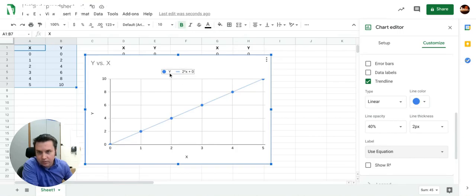So y, your vertical, equals 2 times x. So just pick a point on your x. Well, at 1, 1 times 2 is 2. 2 times 2 is 4. 3 times 2 is 6. So that one checks out.